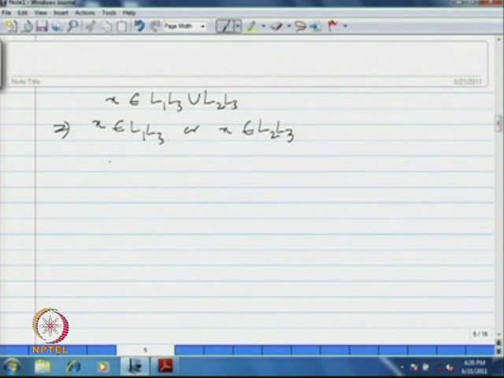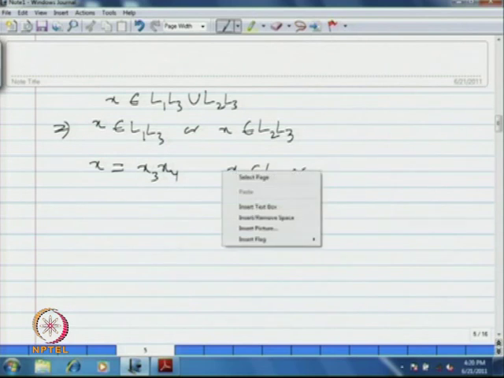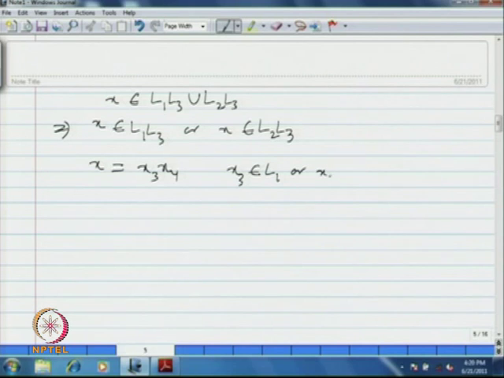That means we can write x as some x3, x4 such that x3 belongs to L1 or x3 belongs to L2 and x4 belongs to L3. So, according to the definition, we can write it like this.